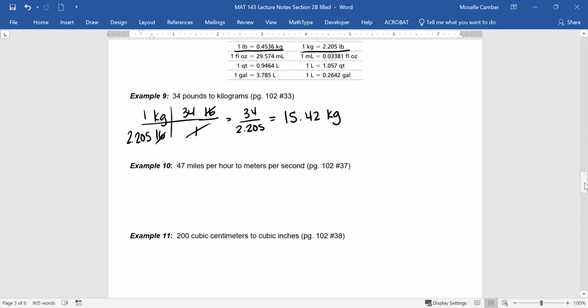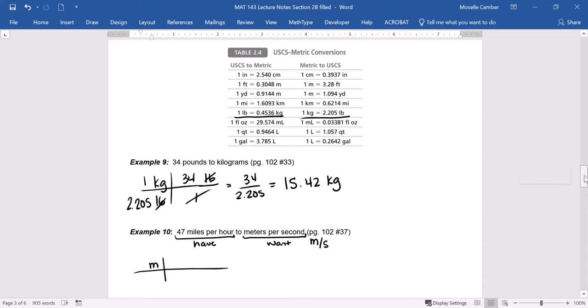Okay. Now let's say I have 45 miles per hour to meters per second. So this is what I want. This is what I have. So I want meters per second. So because I have 2, I'm going to start with the numerator. So I need to know something with meters. And I know I eventually want to get to miles. So I look in my table, and do I have a conversion between meters and miles?